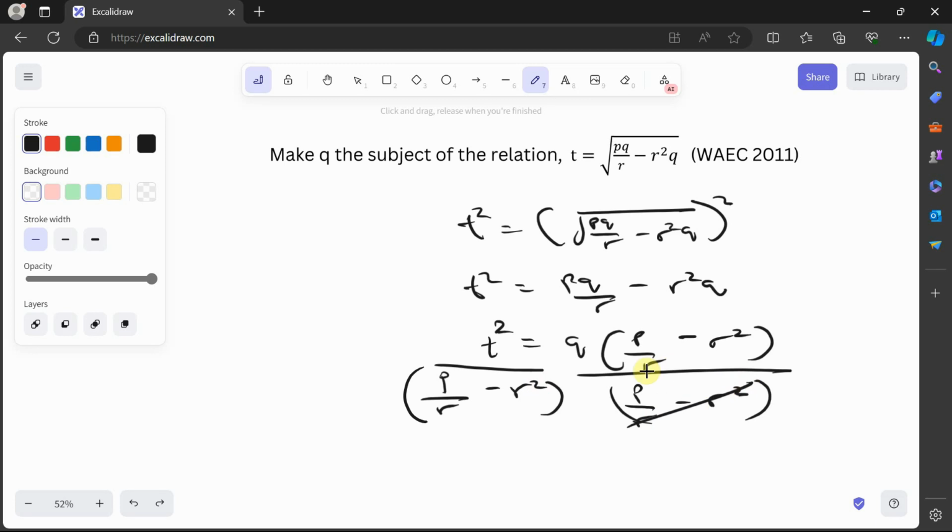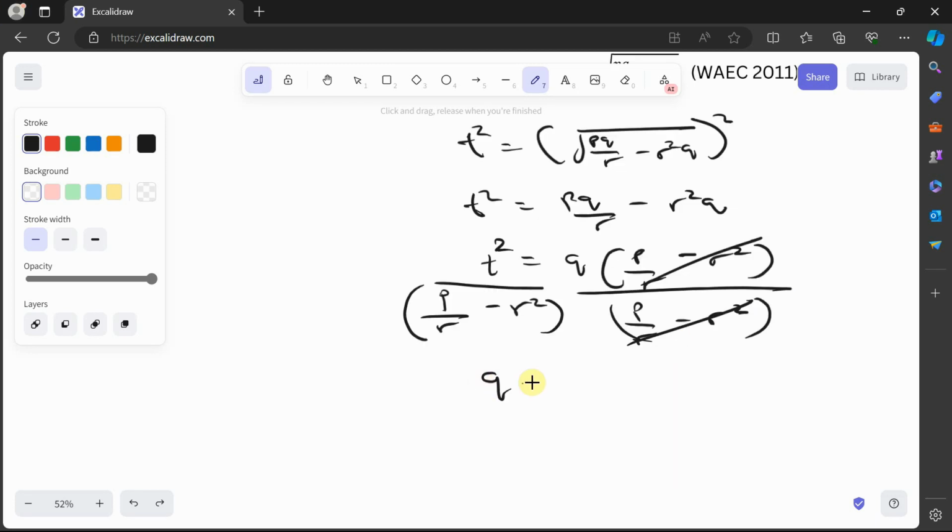So this will cancel this. So this is like saying q is equal to t squared all over the bottom. The LCM of the bottom is r, right? r in r is 1, 1 times p is p, minus, so this is like over 1, r in 1 is r, r times r squared is r cube. So this is what we have.